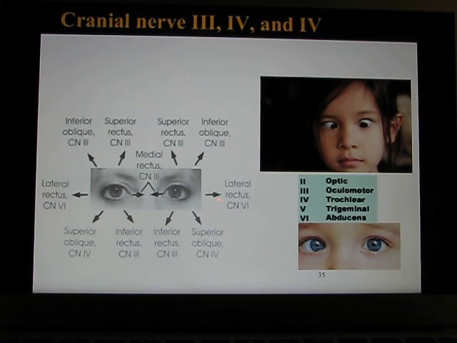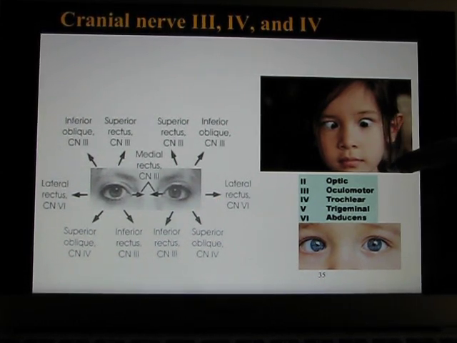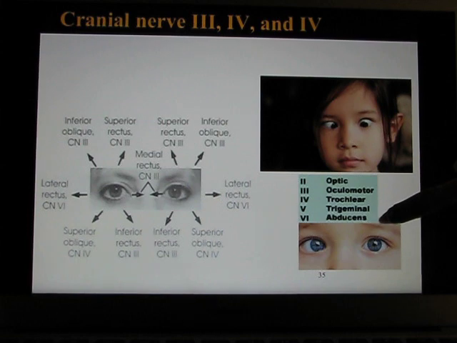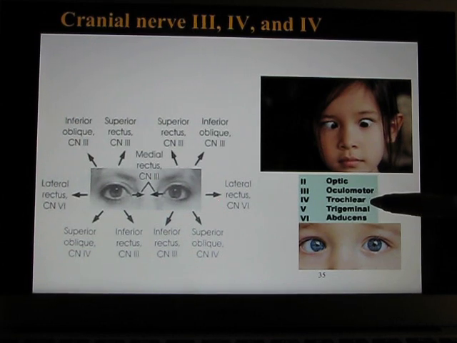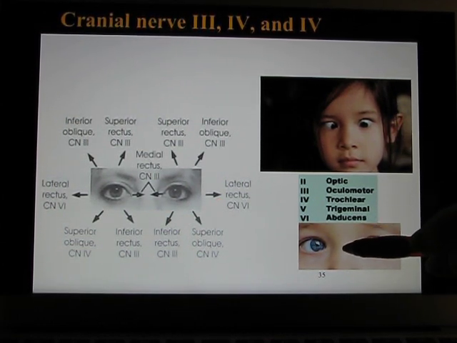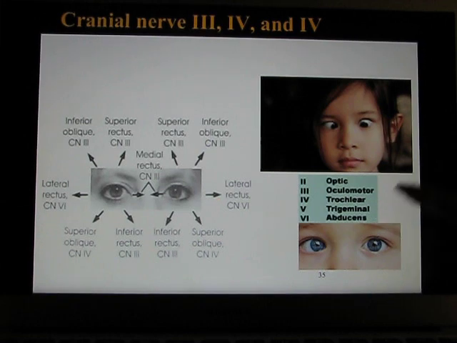These 6 muscles need to be coordinated well, and both eyes also need to be coordinated well. That's why, among the cranial nerves, cranial nerves number 3, 4, and 6 are dedicated to eye movement. When they are not coordinated well, you will have one eye tilt a little bit compared with the other one. This usually happens in number 6, the abducens.